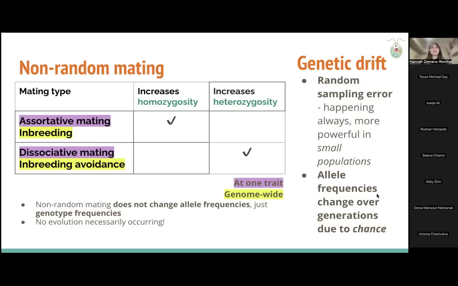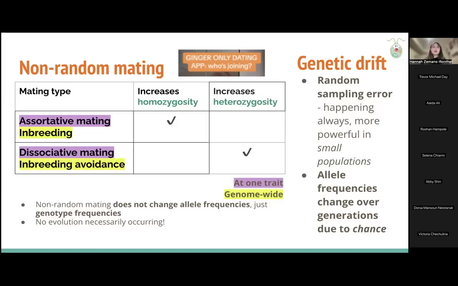So, our mating types. Assortative mating is when you're mating with like. So you're selecting a like trait for a like trait at one trait. So you want to mate with someone who has the same trait as yourself. An example of that would be a ginger-only dating app. So say you're a ginger, you'll only date other gingers. That is an example of assortative mating at one trait, and that trait would be the ginger trait. Now, genome-wide, that is inbreeding.